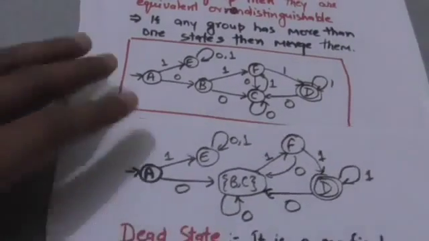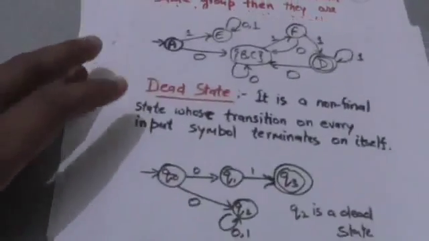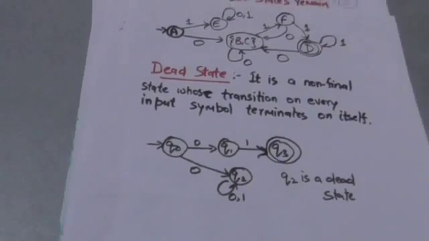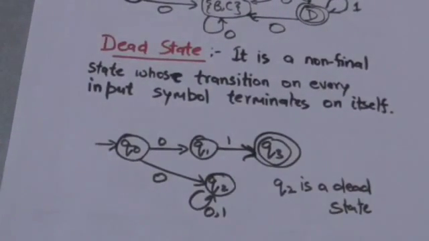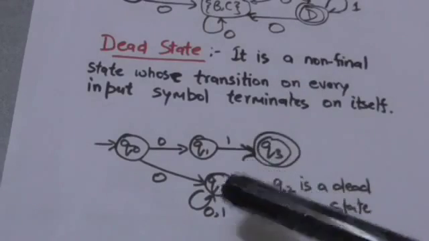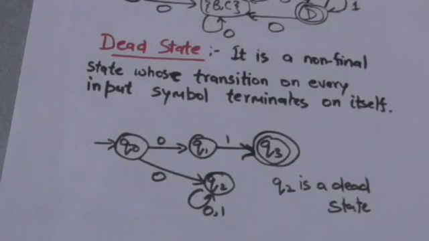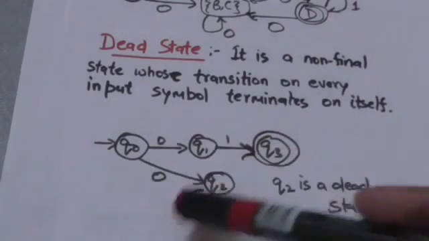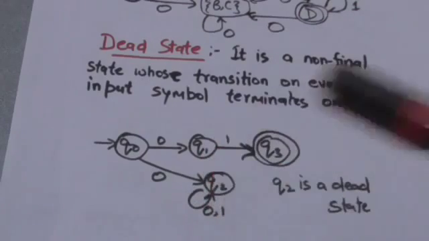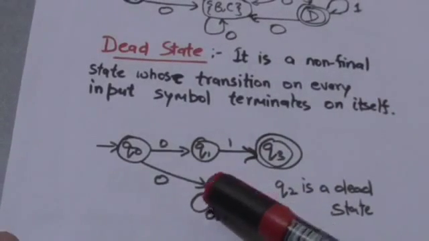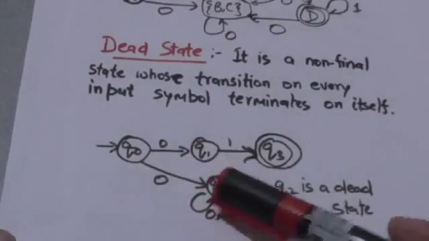Right? Now what we have to do, we have to remove dead states. Now what are the dead states? Dead states are those non-final states whose transitions on every input symbol terminate on themselves. In this DFA, Q2 is a dead state, because whatever input symbol you apply when the machine is in state Q2, it will remain in state Q2, right? Because its transitions for every input symbol terminate on itself.